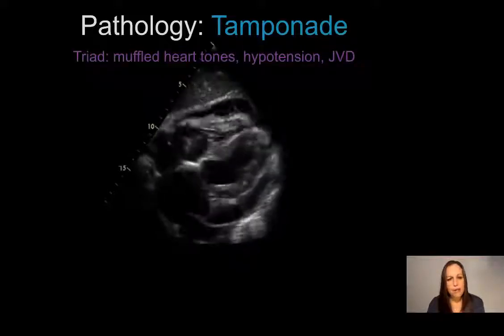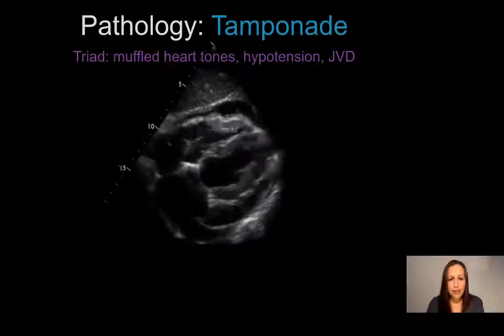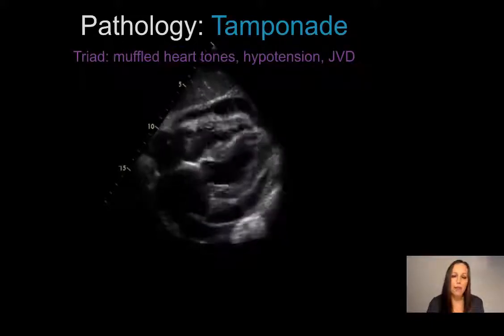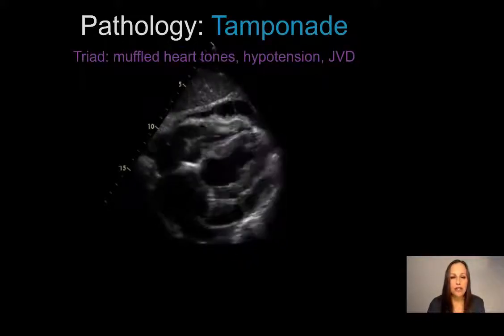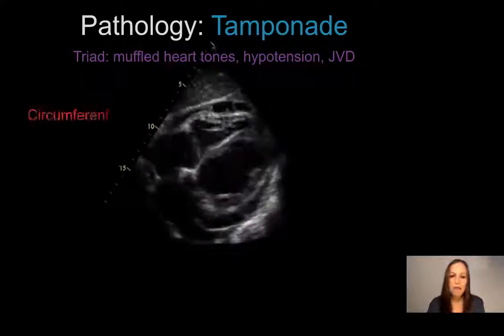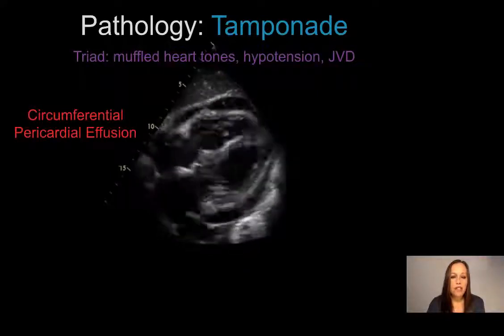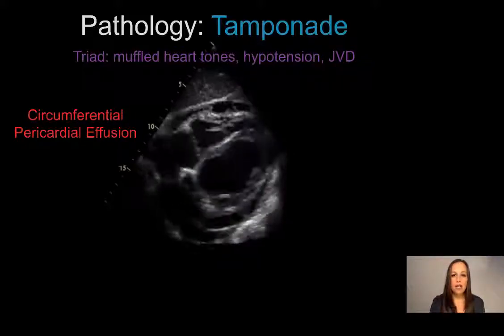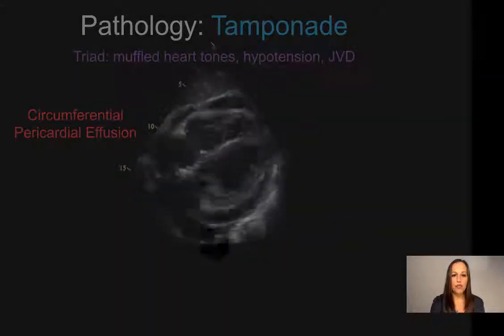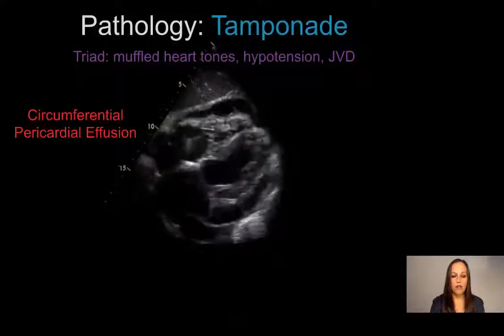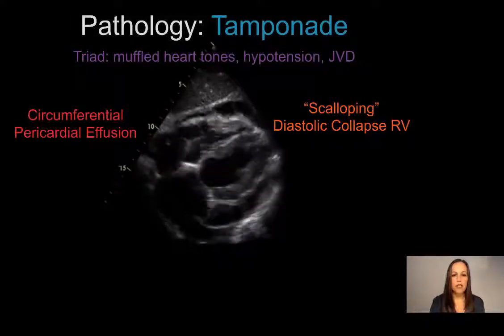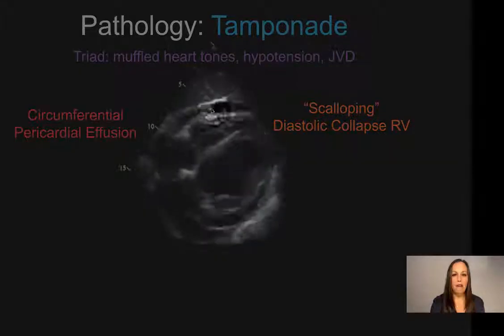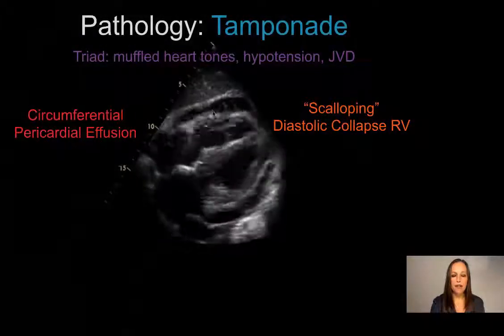As I mentioned, tamponade is generally a clinical diagnosis, but Beck's triad of muffled heart tones, hypotension, and jugular venous distension is often unreliable. On ultrasound, we can see a few features that are consistent with tamponade. We see a circumferential pericardial effusion here, all the way around the heart. You can see diastolic collapse of the right ventricle here.